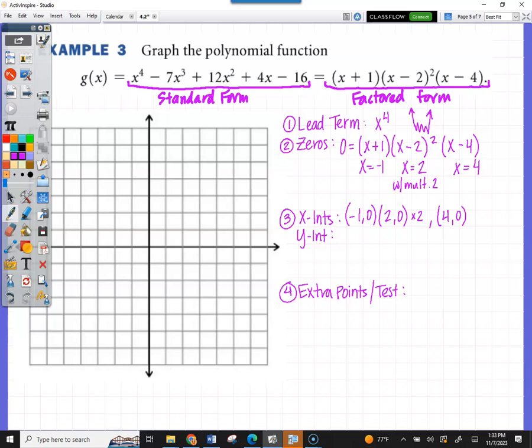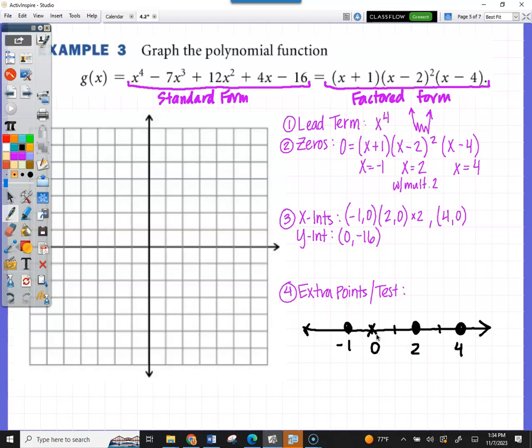What's the y-intercept? To go and graph it, I need a few extra points to see what's going on. I've got -1. And you can't pick 0. We've already talked about 0 is the y-intercept.